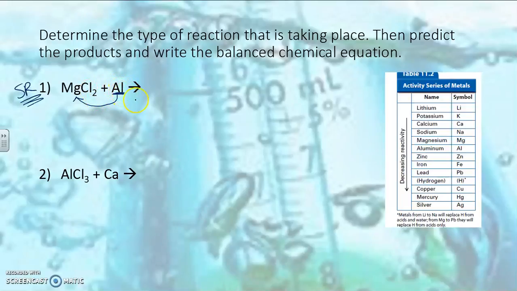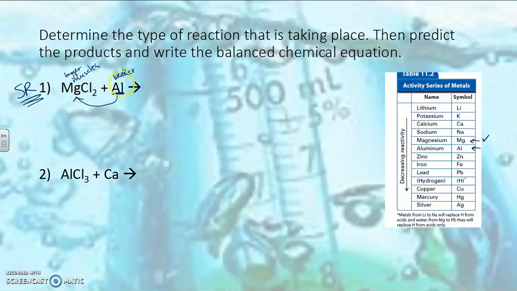Okay, so we look at our activity series. This is just one. I'm going to give you a more detailed one in class. And we find magnesium and we find aluminum. Which one's higher on the chart? Magnesium is higher on the chart. And if magnesium is higher on the chart, it's going to have bigger muscles. All right, what does that mean? This has smaller muscles. This is weaker.